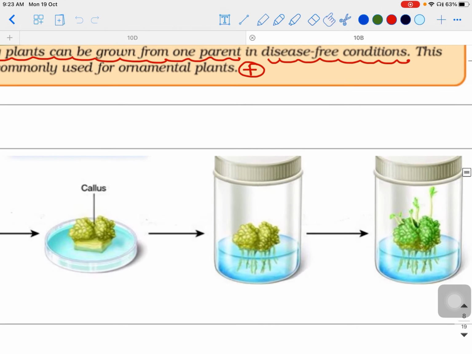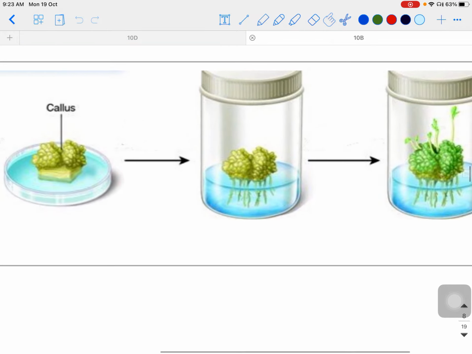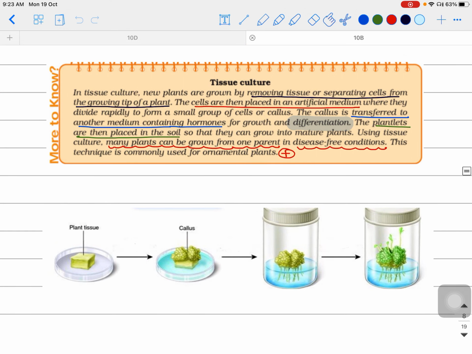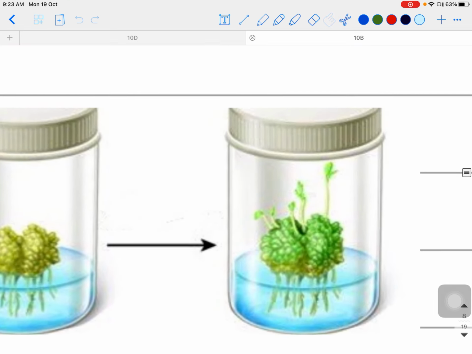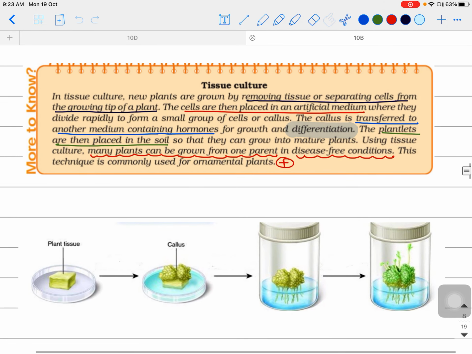If I zoom it in, you can see formation of roots here from the callus. But we need shoots also. So next we will shift this to another medium. Now this medium is different from this medium because it contains hormone for the formation of shoot system. Here you can see shoots are formed from the callus. So in this way plants are formed from a tissue, not from a seed. Seed is sexual mode of reproduction, and this is asexual mode of reproduction.